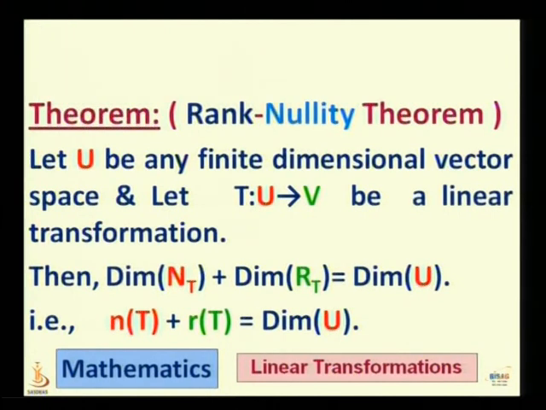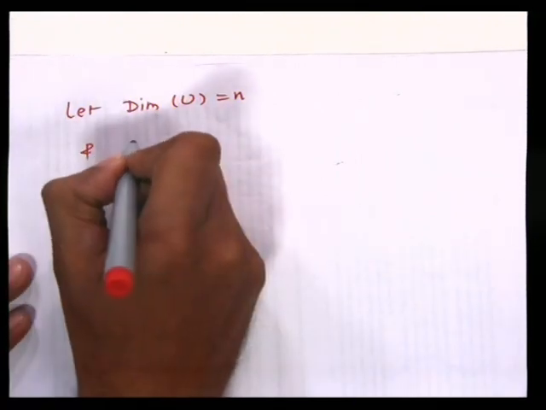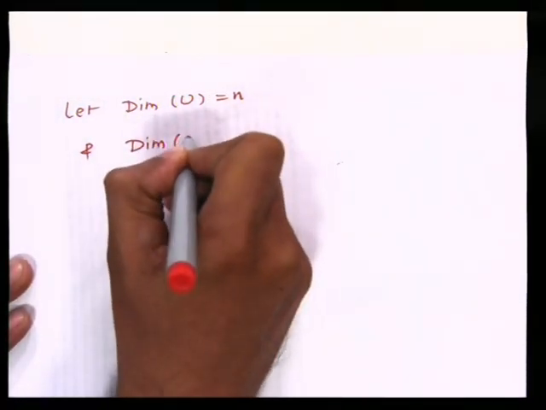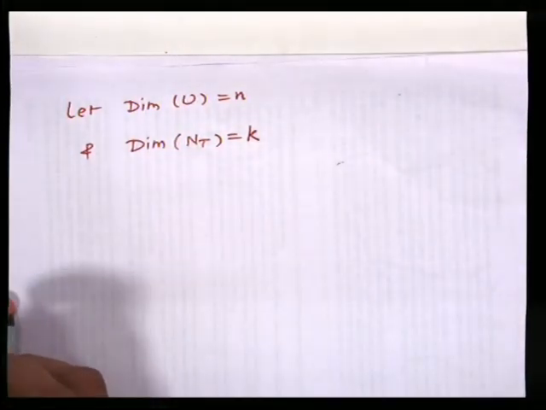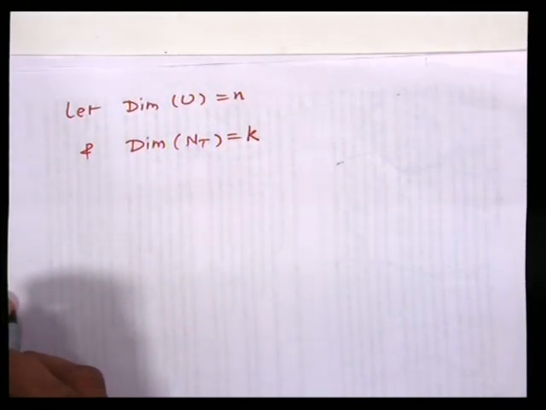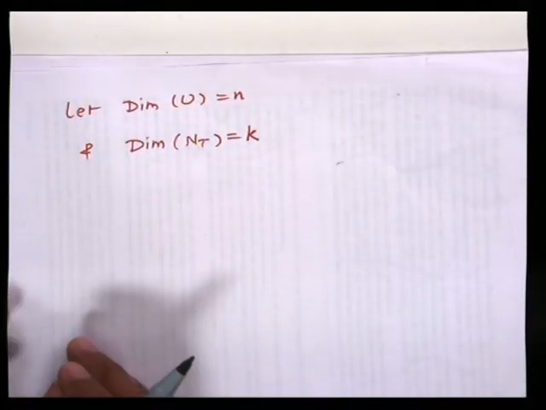Here U is a finite dimensional vector space, so therefore we can choose the dimension of it. Let the dimension of U be equal to n and the dimension of the null space N(T) be equal to k. We can choose this because N(T) is a subspace of the domain space U. As the domain space is finite dimensional, N(T) is also finite dimensional. So we can choose the dimension of N(T) to be k.